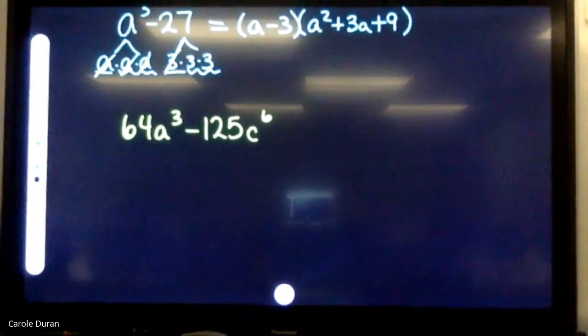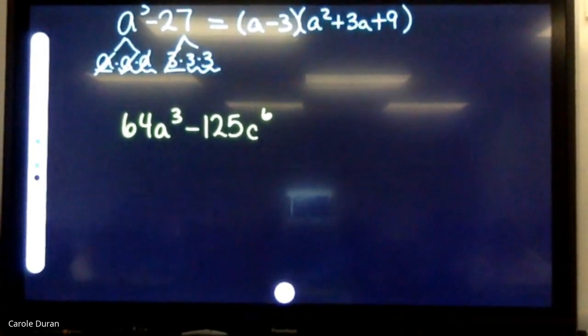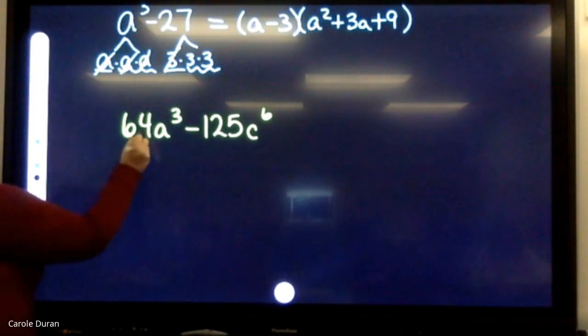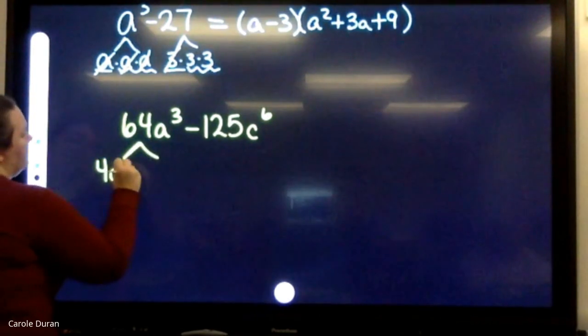Let's focus on the first term first. So I know a times a times a will give me a cubed. What number times itself 3 times will give me 64? 4. So that means the root of this is 4a.